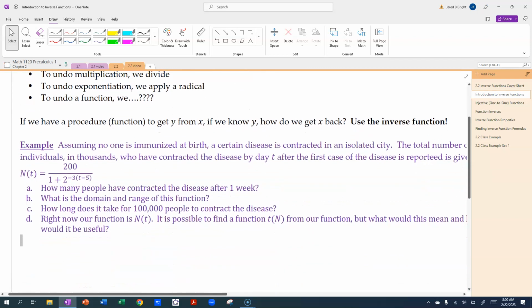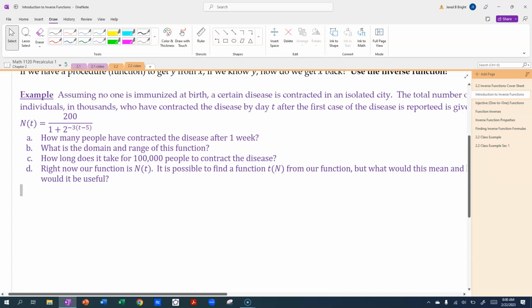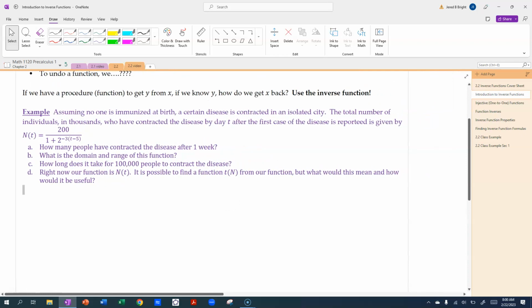And so to motivate that idea, here's an example. The example is talking about a disease moving through a population, and we assume that the population is in an isolated city, and nobody is immunized beforehand. We're counting the number of individuals in thousands, so the numbers that we see here are actually thousands of people who have contracted the disease by day T after the first case is reported. Oops, typo, 1E. And so we have that function.